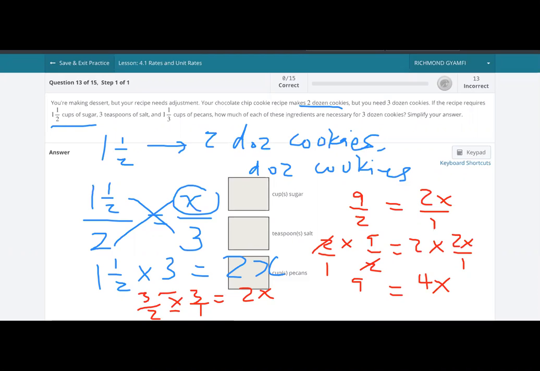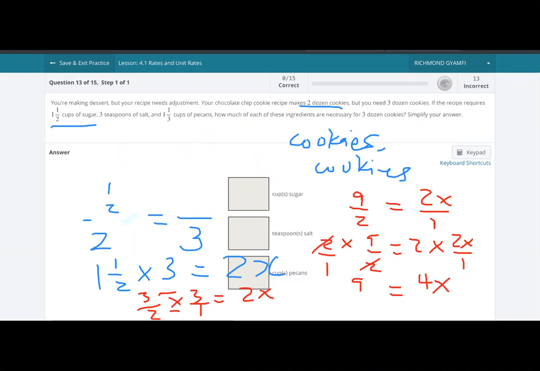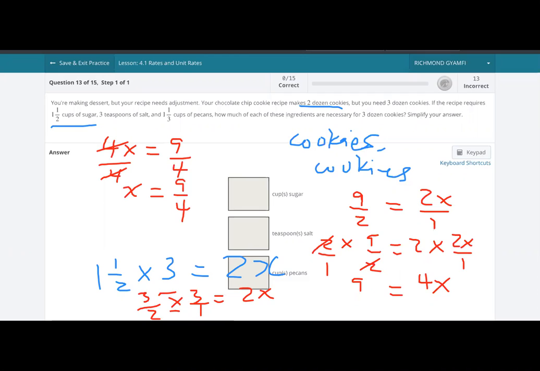But let me erase this and do it here. Let's see what I have here. So remember, 9 equals 4X, 4X equals 9, it's the same thing. I divide through by 4, I divide through by 4. So X equals 9/4. Can I simplify this fraction to its lowest term? No, it's going to be 9/4.